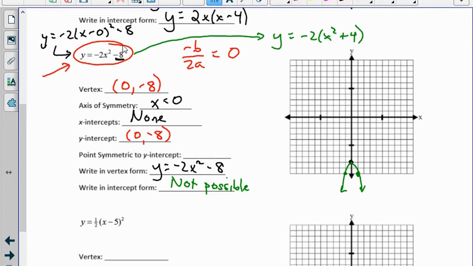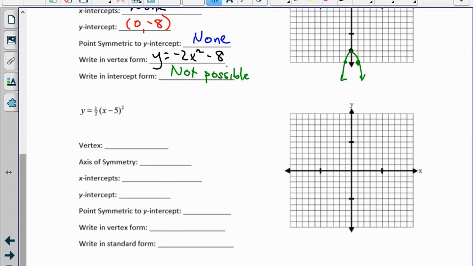If you don't want to know about complex numbers until we learn them, you can figure that out later. But we could technically factor this into the complex numbers as -2 times (x plus 2i) times (x minus 2i). But again, 2i and -2i are not real numbers, so they're not numbers that actually show up for us as actual intercepts. The point symmetric to the y-intercept, there is none because it is the y-intercept. The y-intercept is the vertex, so there's nothing that's symmetric to it there.